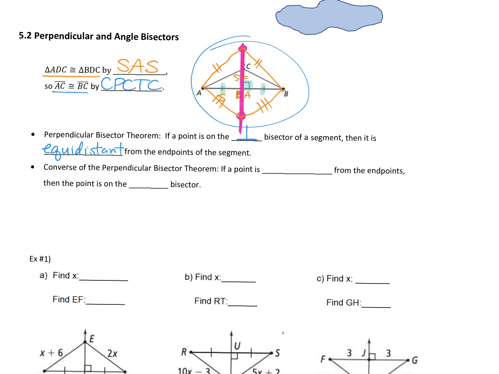Equidistant. EQUI and then distant. Okay, so if a point is on the perpendicular bisector, it's the same distance to the endpoints of the segment. Does that make sense? The converse is also true. The converse says if a point is equidistant from the endpoints, then the point is on the perpendicular bisector.